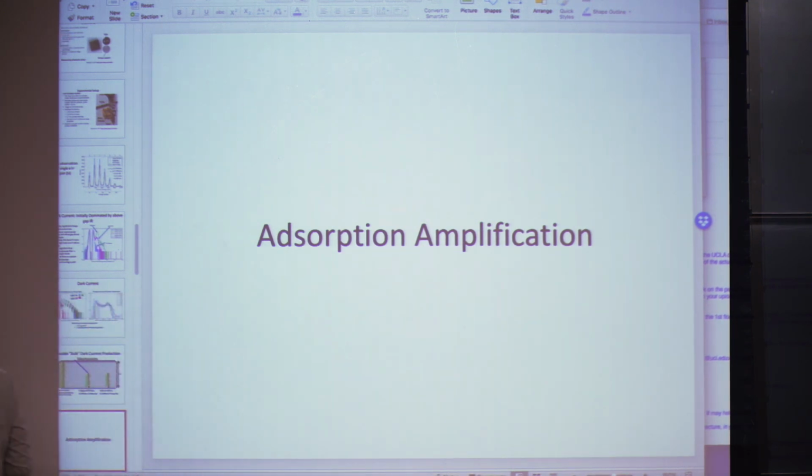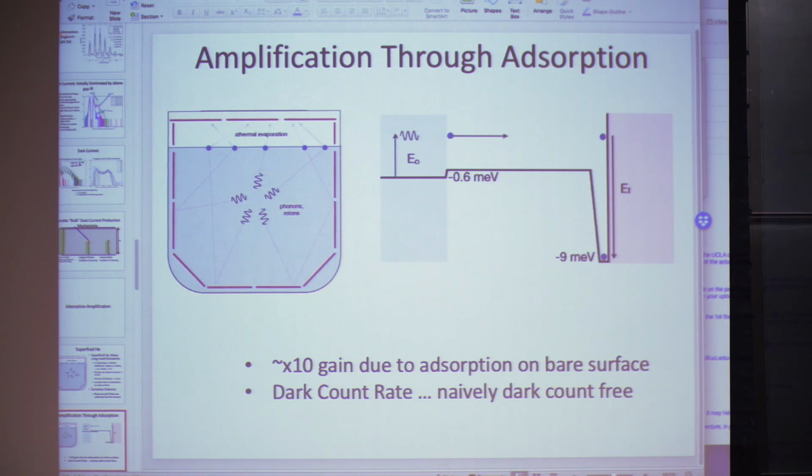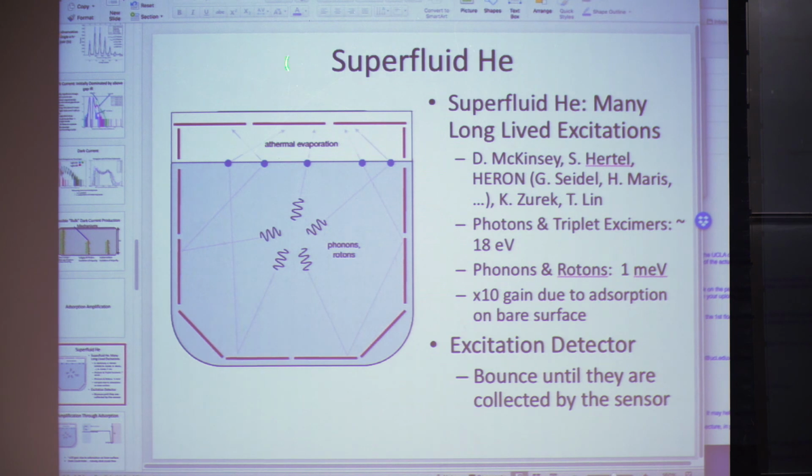The first is absorption amplification, and it's on helium. So helium I talked about in my last talk on purpose. And sorry, I skipped one. So here's superfluid helium. Just like semiconductors, just like scintillators, which have long lifetime photon excitations, superfluid helium has many long-lived excitations. It has phonons and rotons that have very long lifetimes at the meV scale. And of course, it has photons as well at the 18 eV scale.